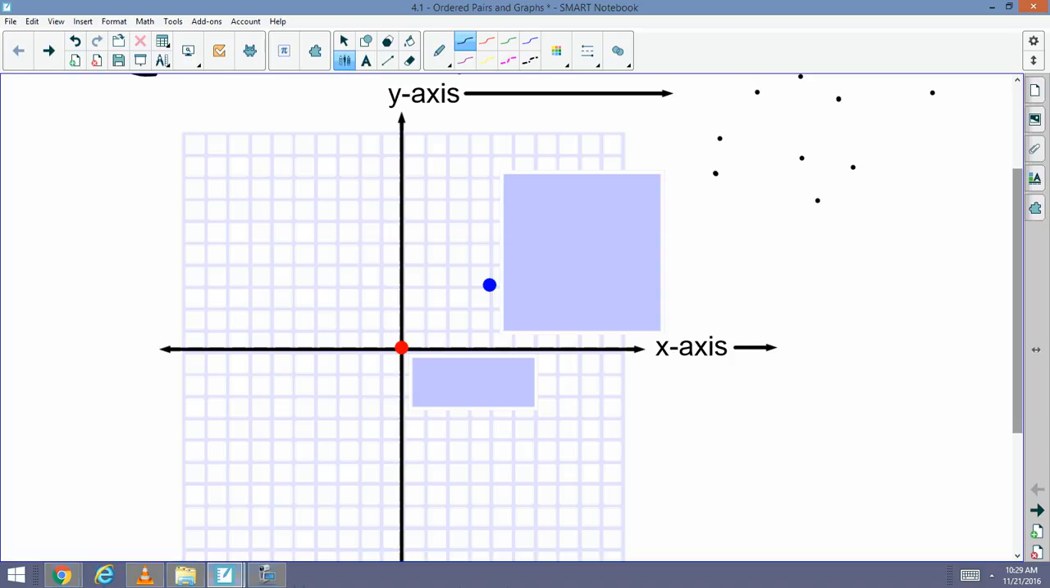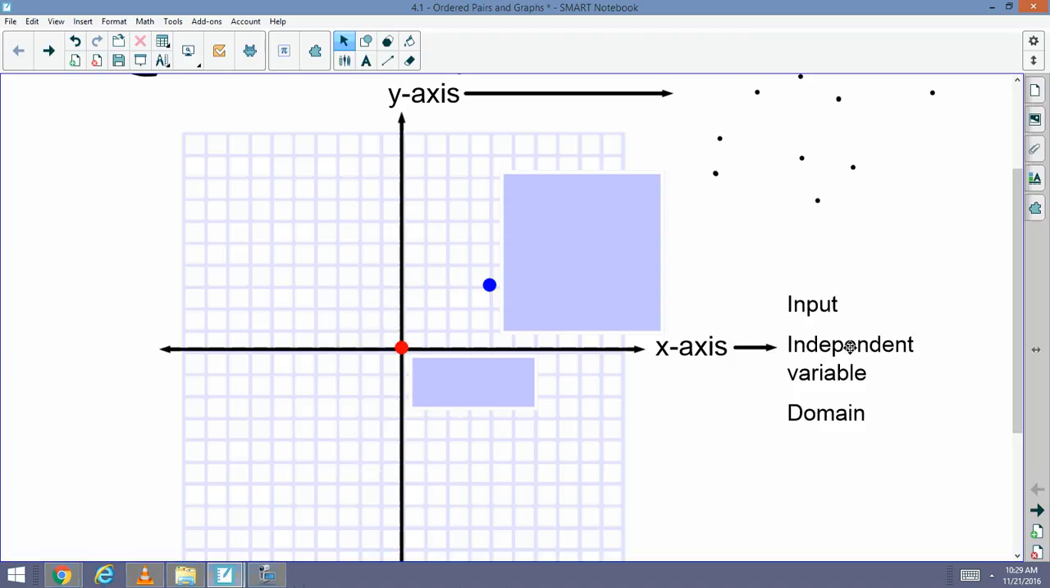Okay, the x-axis is a horizontal axis, and it includes the values that are called the input, the independent variable, or the domain. The x-axis includes all of those variables. Okay, it's all the same thing. The x-axis is horizontal. I always remember that the x-axis is horizontal because it is like the horizon. When you go to the beach, you look out into the ocean, you see the horizon and it's horizontal like the x-axis, okay?